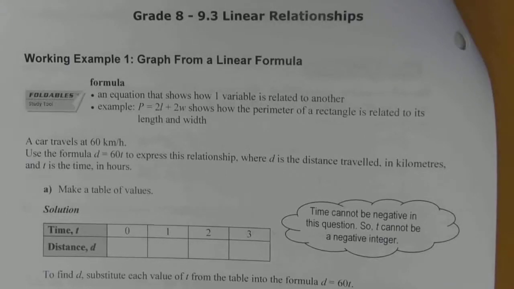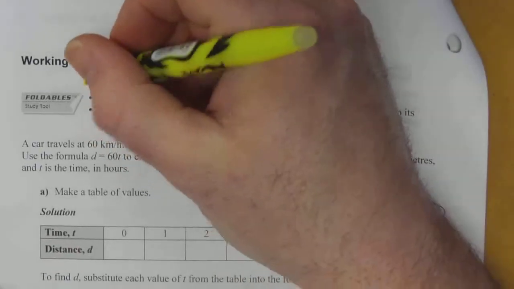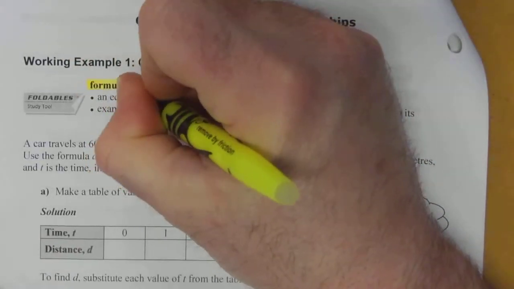Section 9.3, last section for the chapter, is linear relationships. Working example number 1, graph from a linear formula. So, what is a formula? That's the first definition we need to look at in order to be able to deal with them.